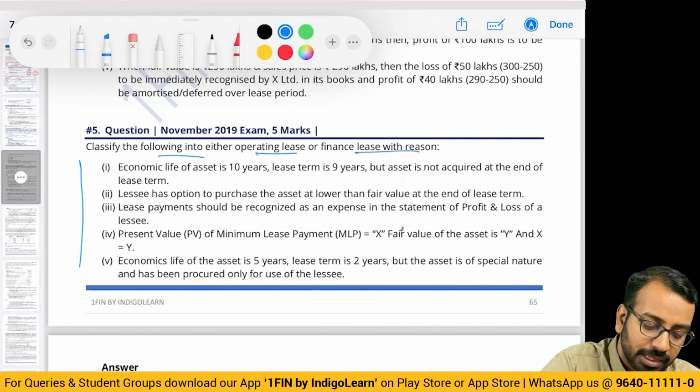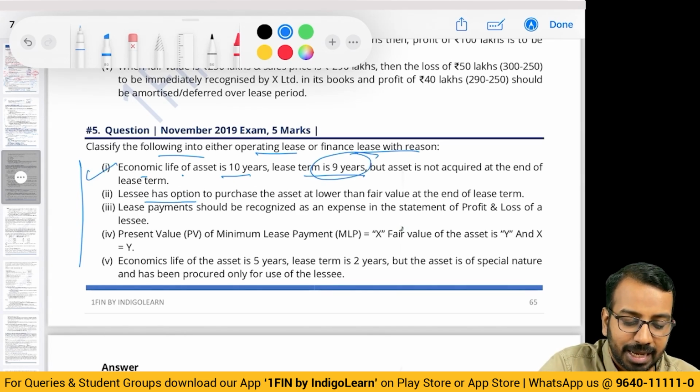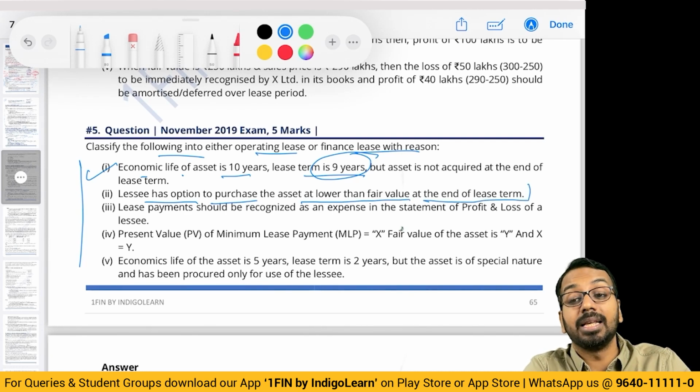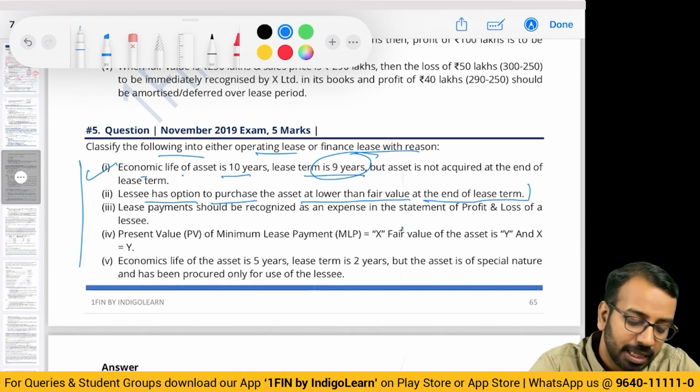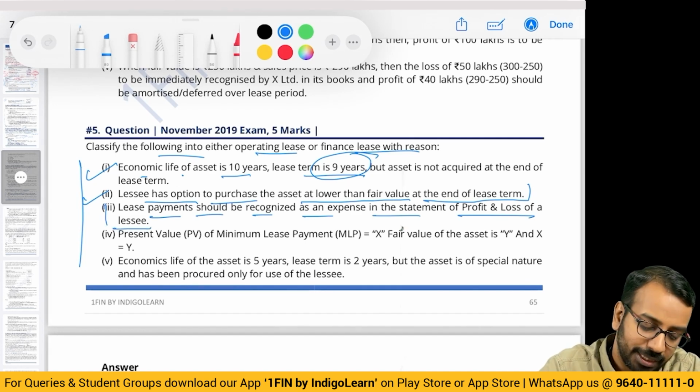Classify operating or finance. Economic life is 10, lease term is 9. So a substantial period of life is covered, so this is a finance lease. The lessee has an option to purchase at lower than fair market value at the end of the lease term. So here we can assume that the lessee is likely to exercise the option, and this is also a finance lease. Lease payment should be recognized as an expense in the statement of P&L of a lessee. This happens in case of operating lease.